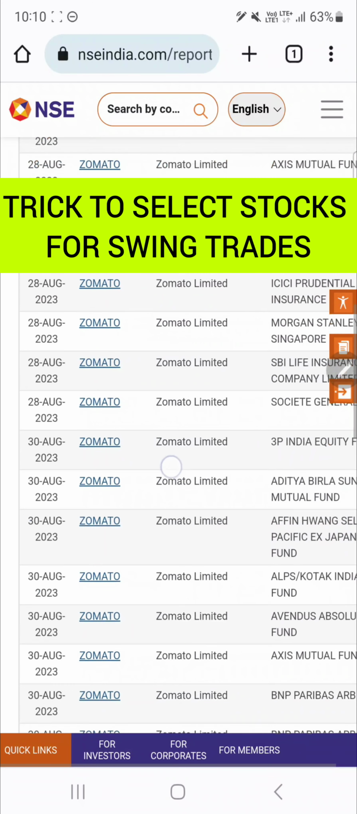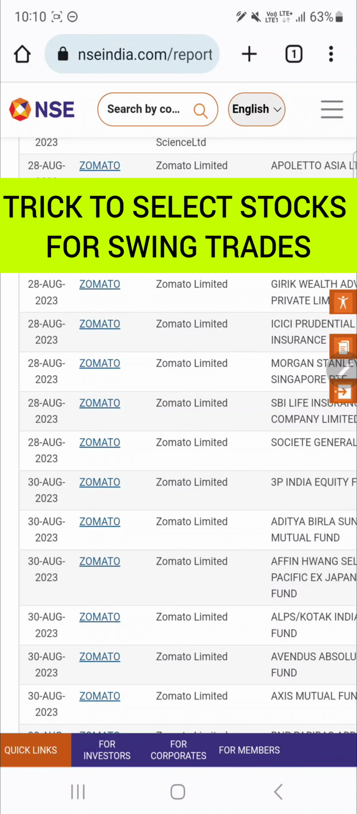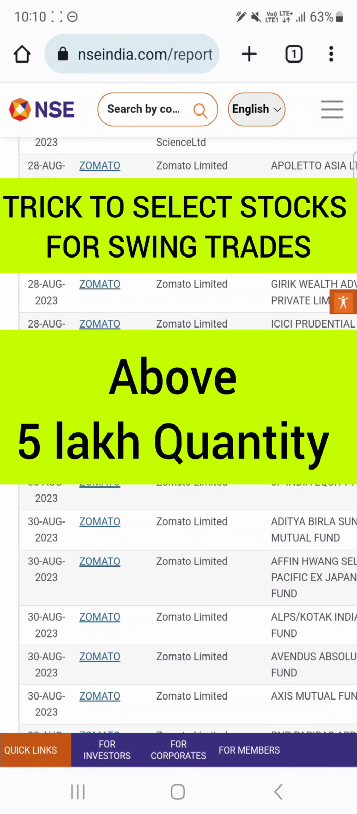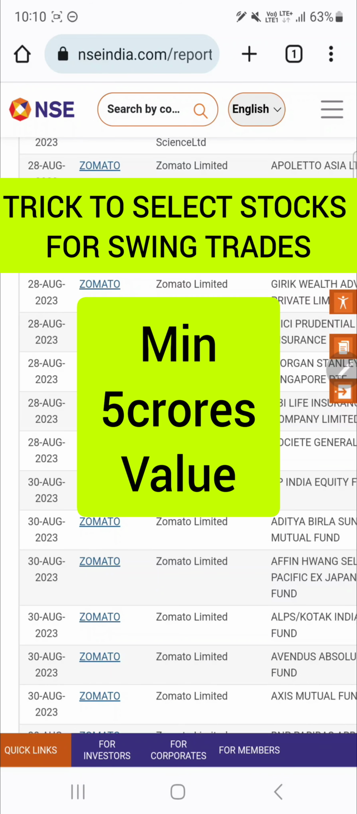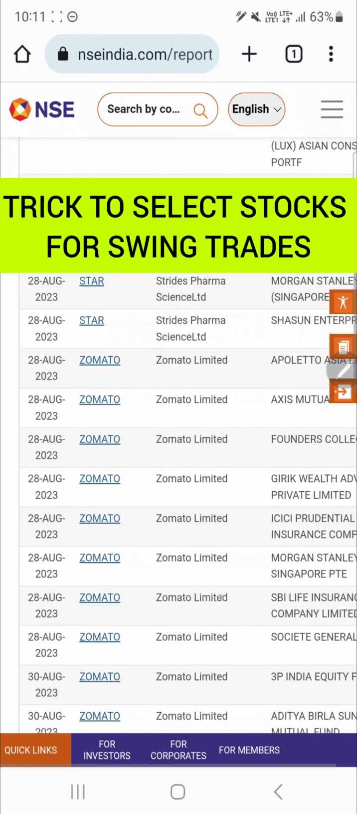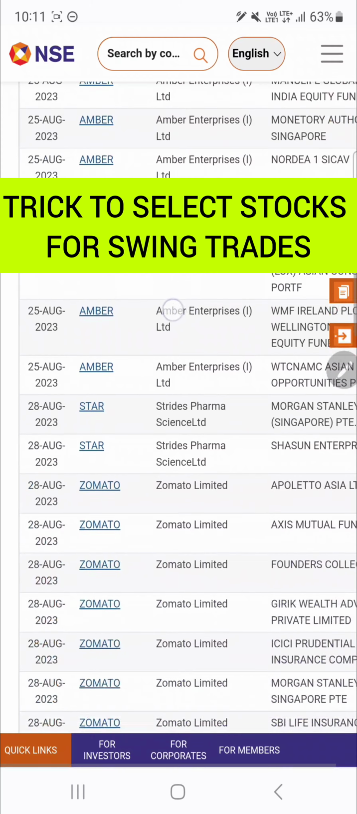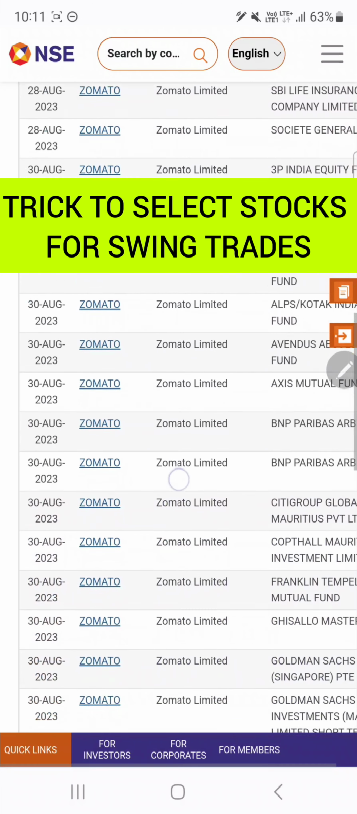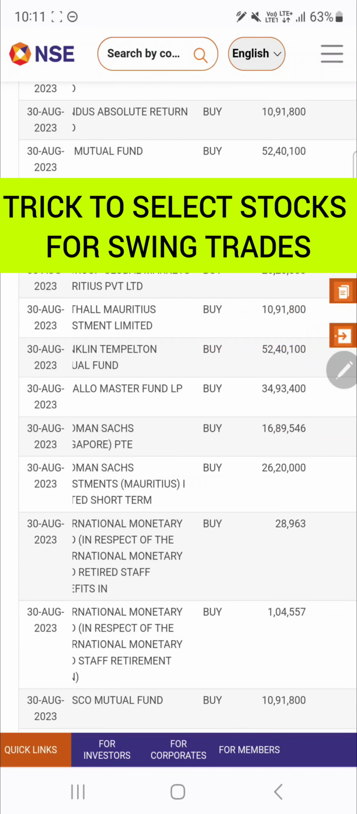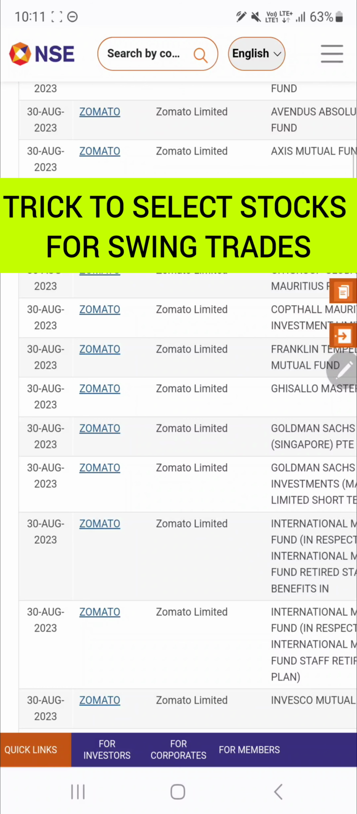bought the stock. Okay, so block deals are the deals where the institution or the HNIs buy shares with a quantity above 5 lakh, or a minimum purchase value above 5 crores. Okay, so this data is very helpful for you. So see what maximum investors are quoting buy for the particular stock.